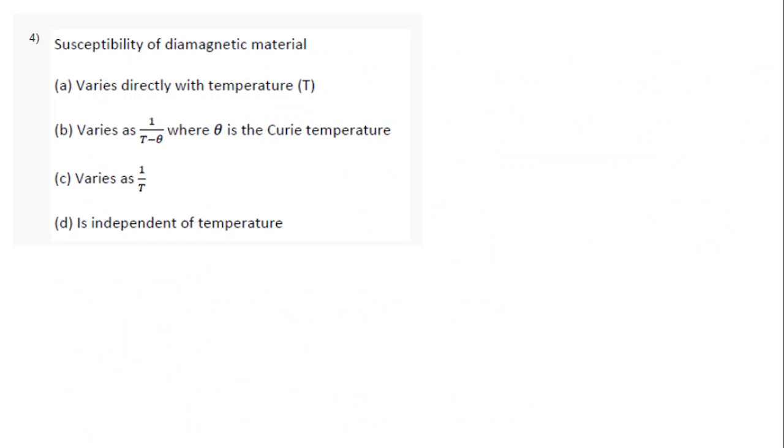Next question is susceptibility of diamagnetic material. So susceptibility, if you remember, we said susceptibility with temperature. Susceptibility is negative for a diamagnetic material because permeability is less than 1 for a diamagnetic material. So susceptibility is negative, but it's independent of temperature. That's a constant. So susceptibility of diamagnetic material is independent of temperature. It does not depend on temperature. So D is the correct answer.